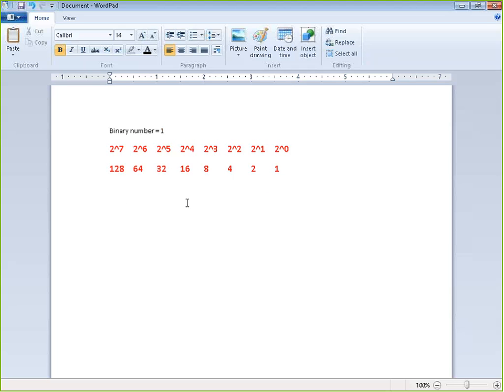You first have to convert this number into 8 bits. How would you do that? To convert it into 8 bits, you would have to add some zeros in front of it. You have to put it in this fashion: 0 0 0 0 0 0 0 and then 1. So I'm adding 7 zeros in front of it, and then I'm putting this 1 here.